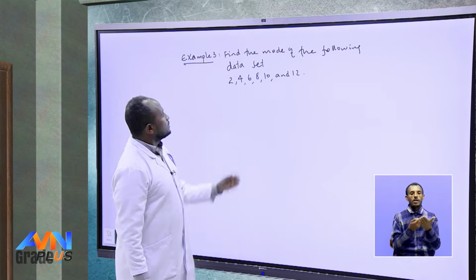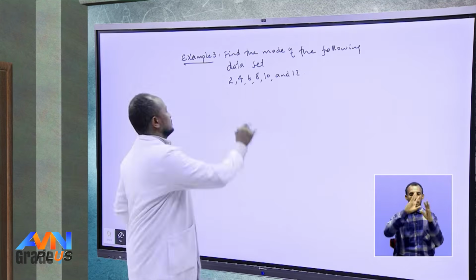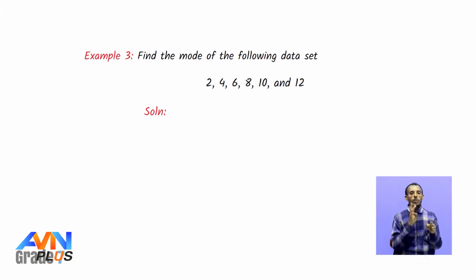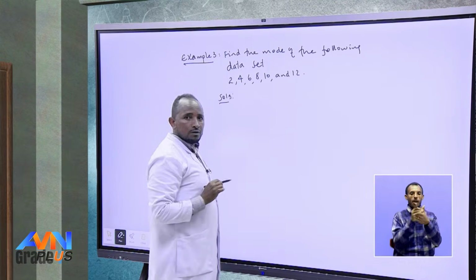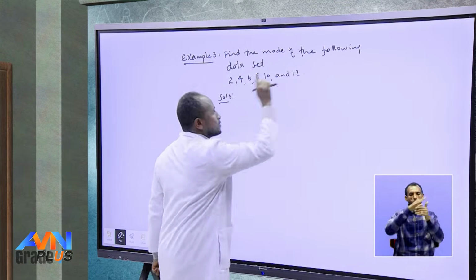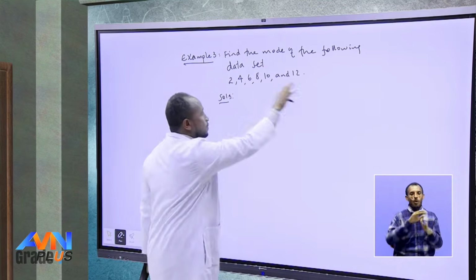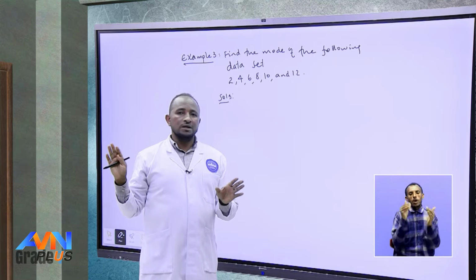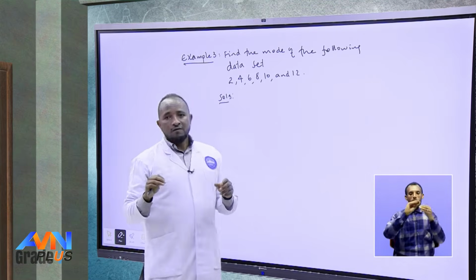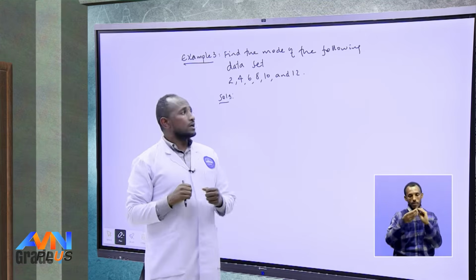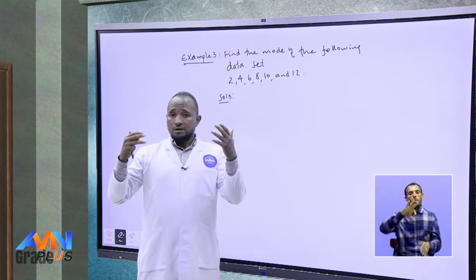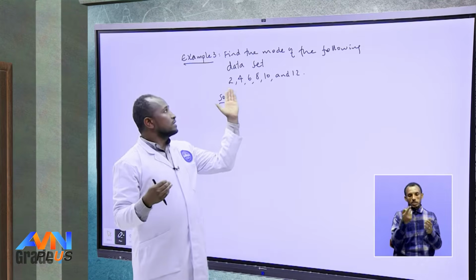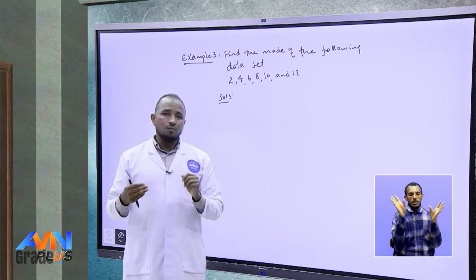Here, this data set is given. When we see each of these data values, all appear once. All of them have equal repetition or equal frequency. There is no number that has the greatest frequency. So in this case, since all appear an equal number of times, the frequency of each is the same, so this data set has no mode.